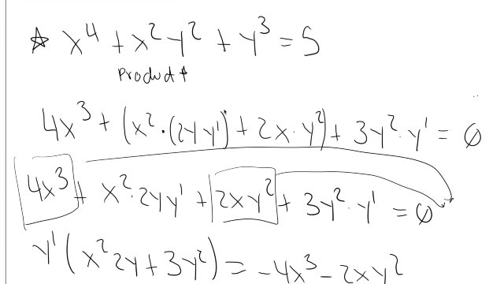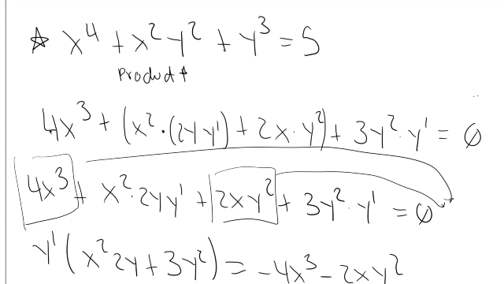So let's look at this. We start with x to the power of 4 plus x squared y squared plus y to the power of 3 equal 5. Just as a suggestion, you know that if we have two variables, in this case x squared and y squared, then we will need to use the product rule in order to solve that particular one.